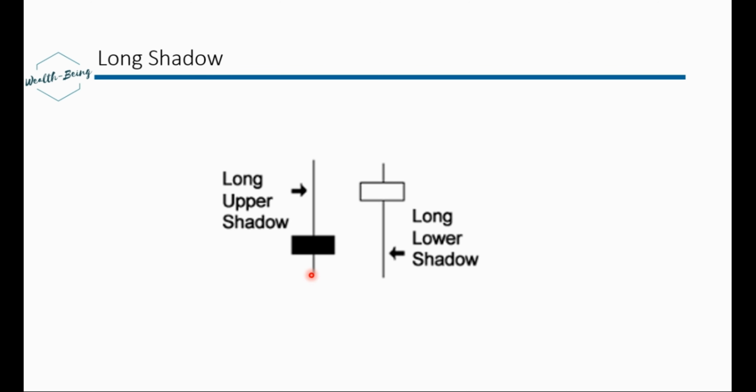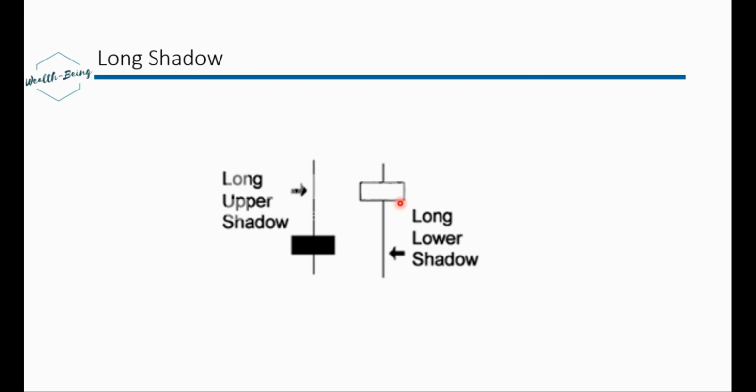On the other hand, if a short upper shadow and a long lower shadow is formed, it means that sellers attempted to force the price lower. However, buyers came in and drove the price back up near the end of the session, back to its opening price.